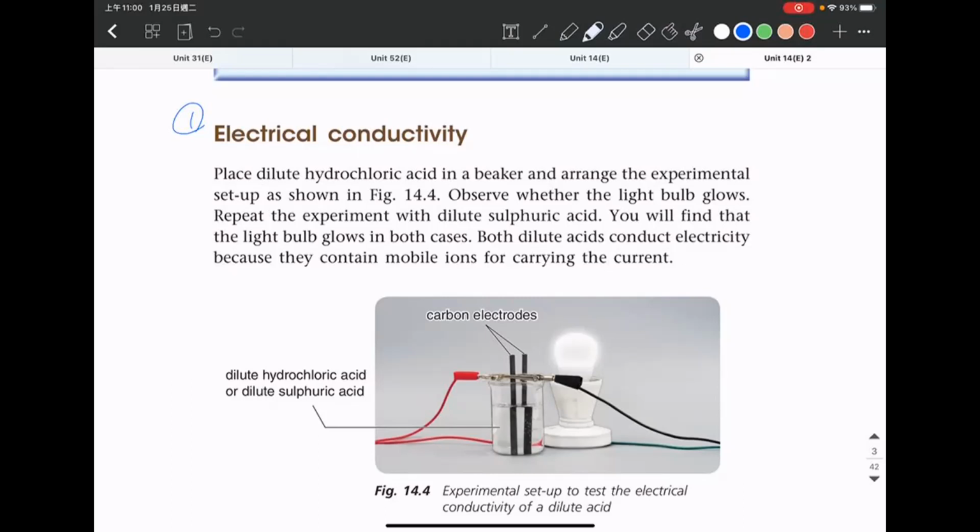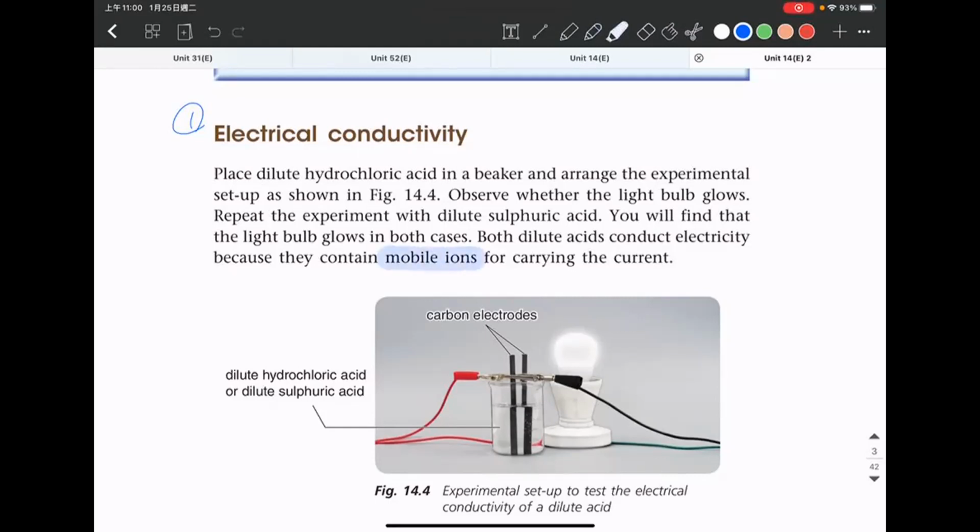No matter if it's dilute HCl or dilute H2SO4, we still have these particles which will help conduct electricity. Can you tell me what they are? Two very important words. Could you please underline them? Mobile ions. Yep, good. Mobile ions.